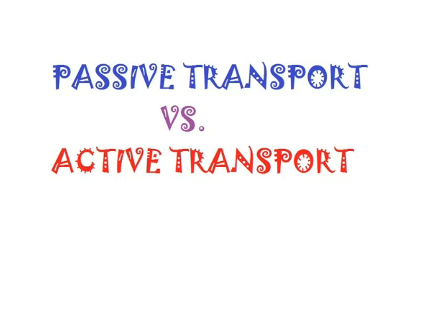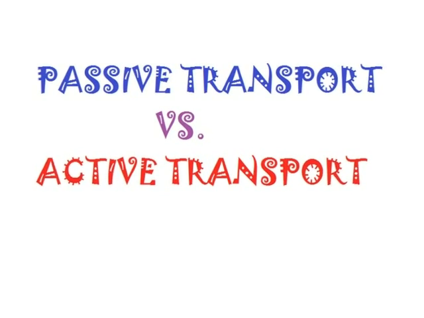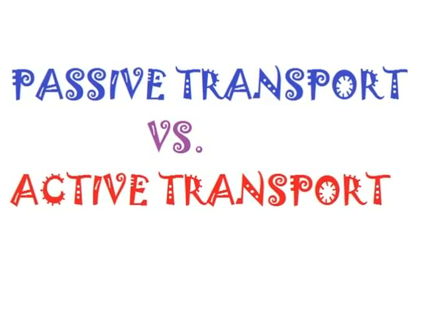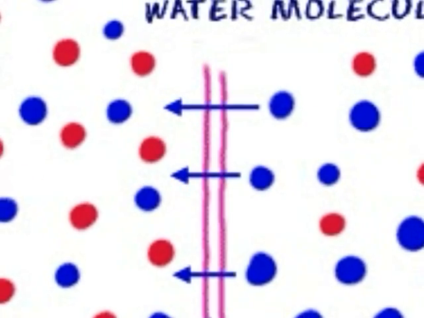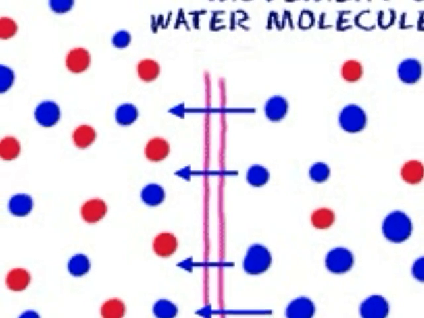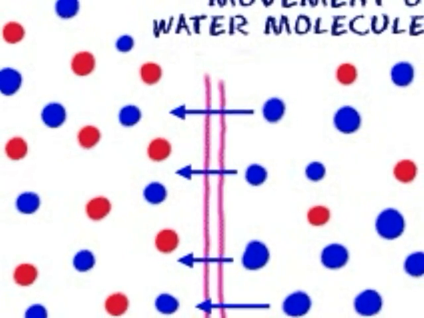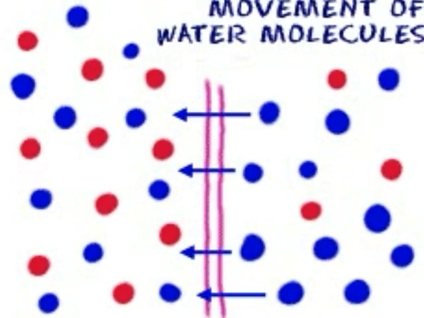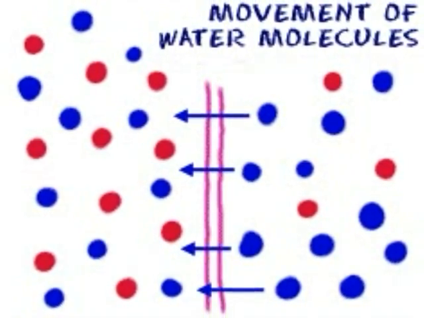There are two types of transport: passive and active transport. Let's start with passive transport. Passive transport does not require energy from the cell. There are two types of passive transport: diffusion and osmosis. Molecules can move across the cell membrane through passive transport.